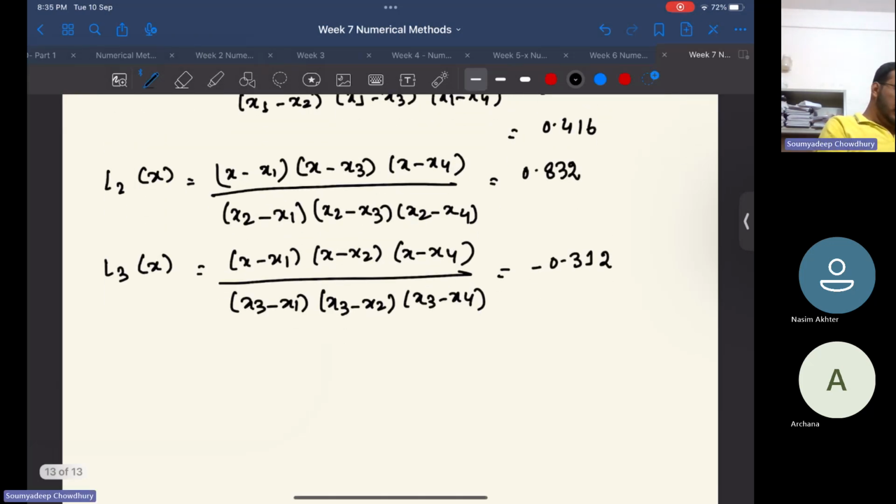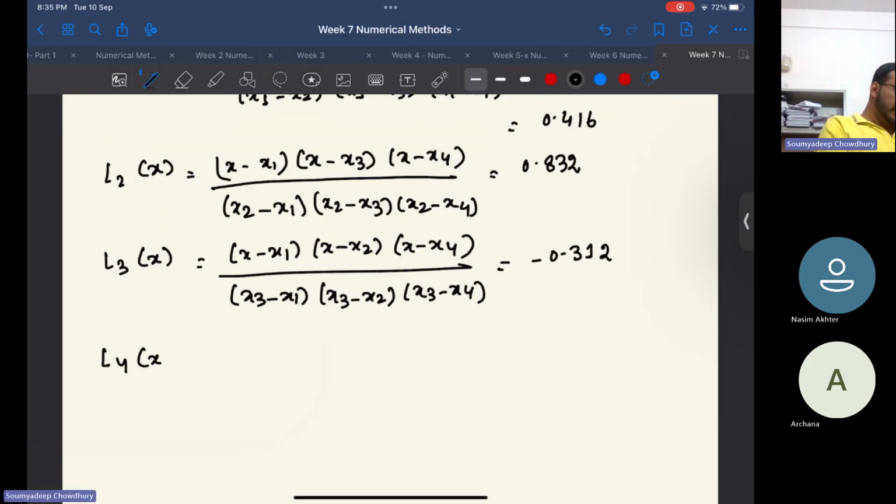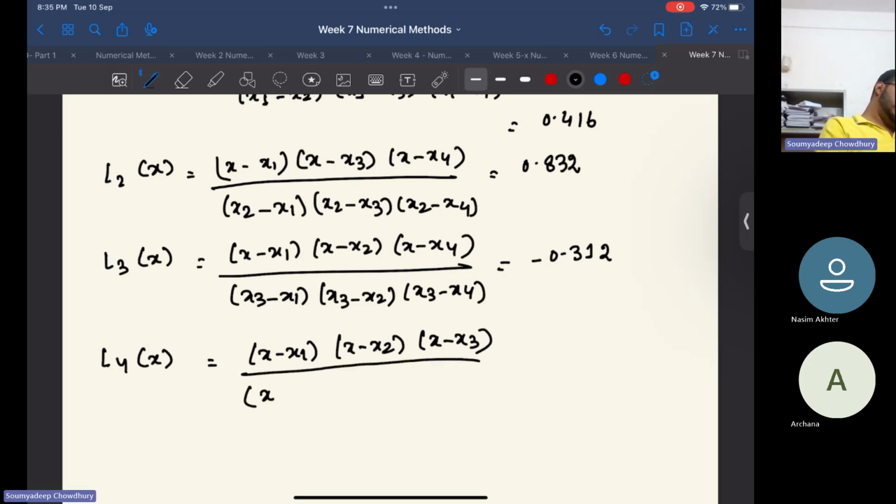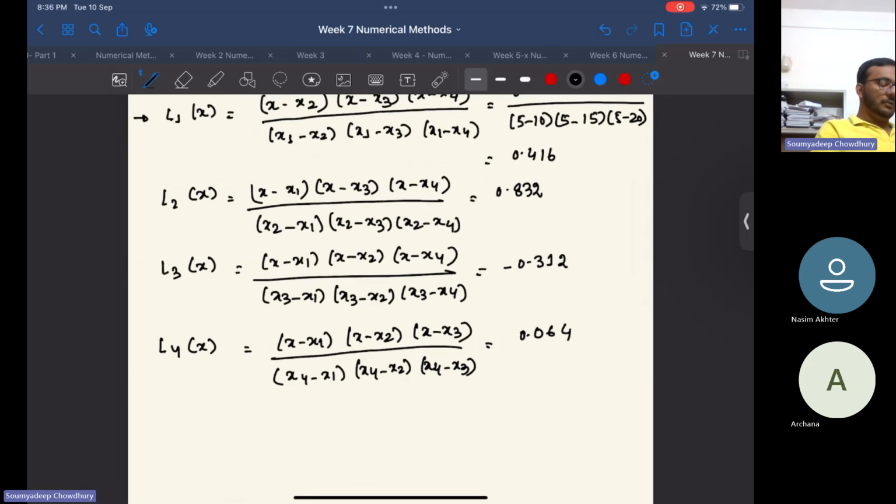Similarly, if I calculate L4 of x, x minus x1, x minus x2, x minus x3 divided by x4 minus x1, x4 minus x2, x4 minus x3. This will come around 0.064. So you have L1, L2, L3, L4.